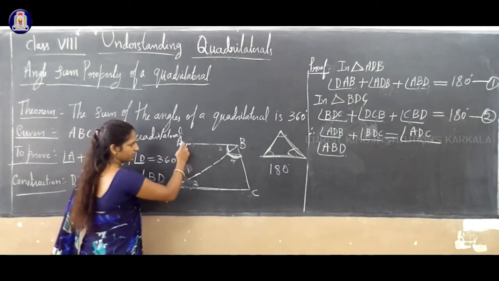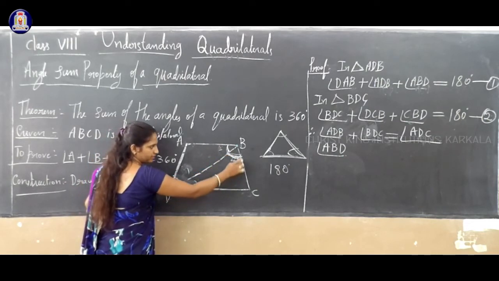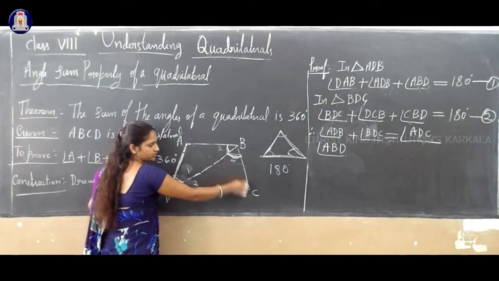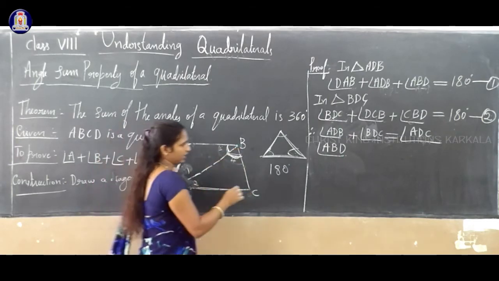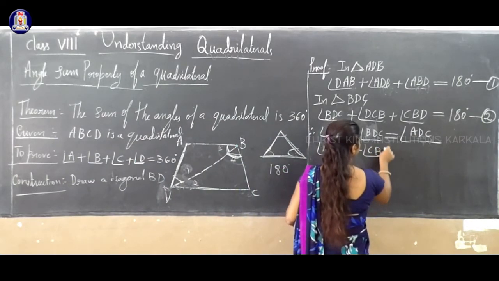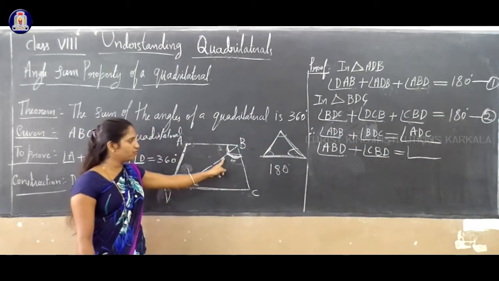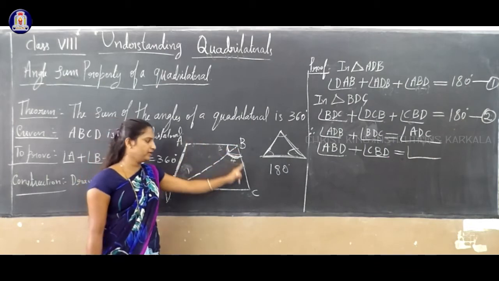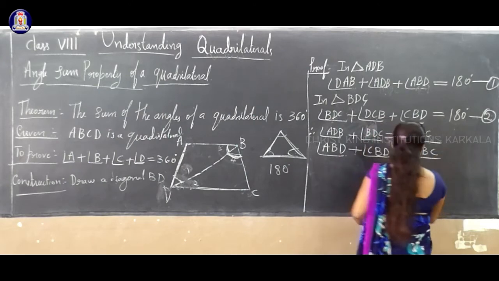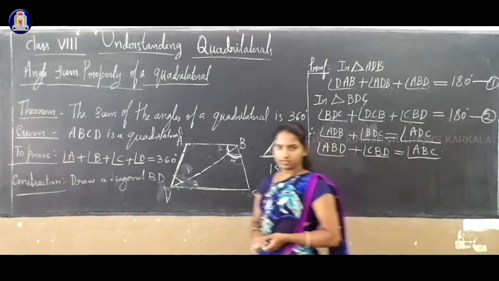In the quadrilateral, see, ABD, this angle plus this angle means CBD or DBC. Clear? So this angle CBD plus ABD, these two angles, we wrote the sum of these two, we get ABC. Clear? We get angle ABC. Now, see equation number 1 and equation number 2.